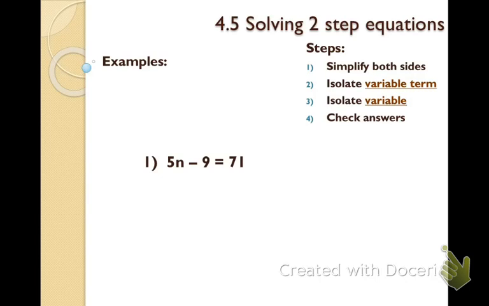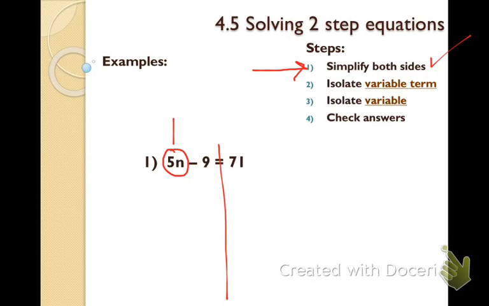5 times n minus 9 equals 71. So to solve this, first I go through my steps. Step 1, simplify both sides. Luckily on this problem, the left side is as simple as we can make it. There are no more like terms. And the right side, obviously, is also simplified. So step 1, check, we're done. Next step, isolate the variable term. That's just the term that has the variable. So that means get this thing by itself.